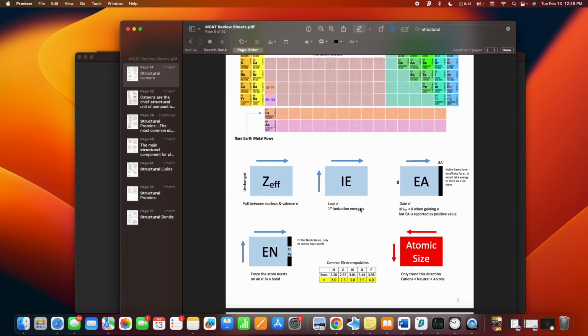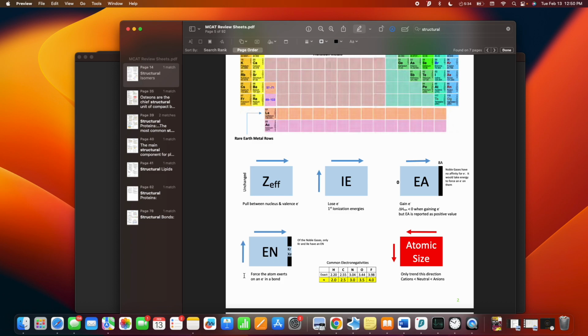So that is for the second chapter, and there are common electronegativities. We know that hydrogen is less electronegative than carbon, and carbon less than nitrogen, and nitrogen less than oxygen. And fluorine has the most electronegativity, because when it gains the electron, the delta H of the reaction is less than 0, but the electron affinity is reported as a positive value.